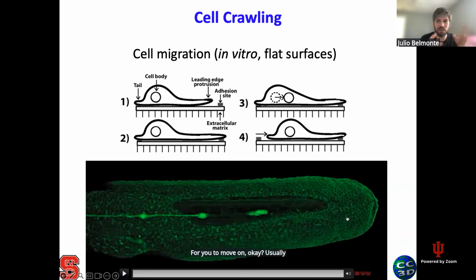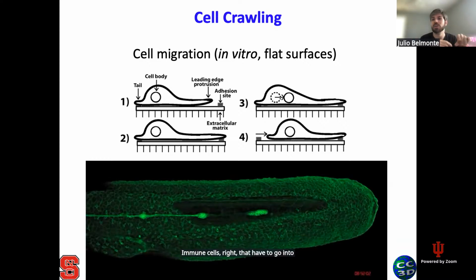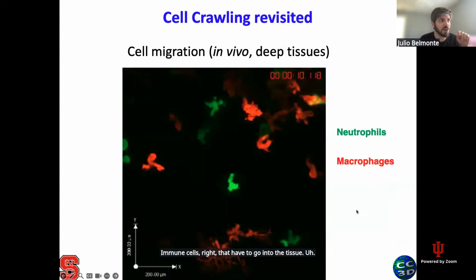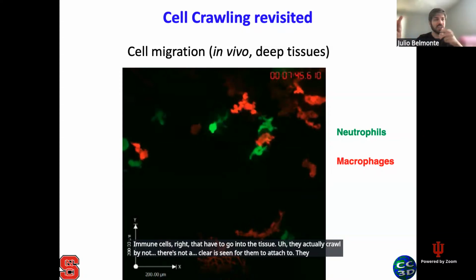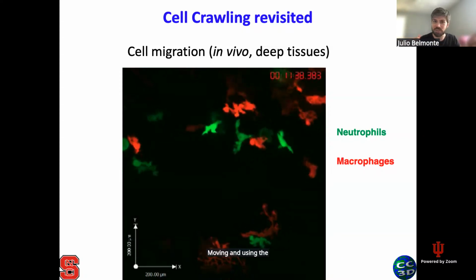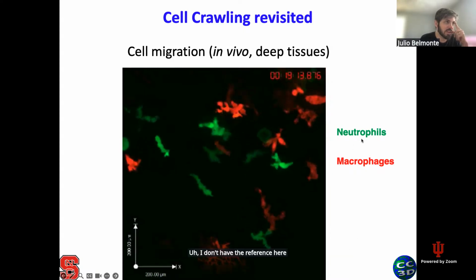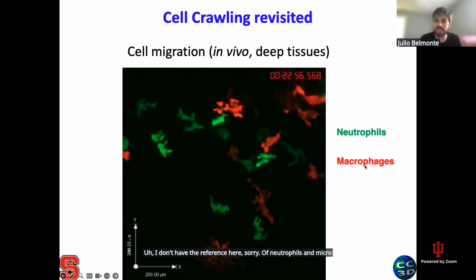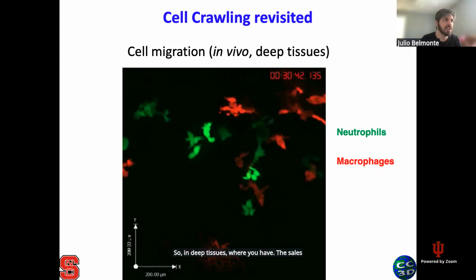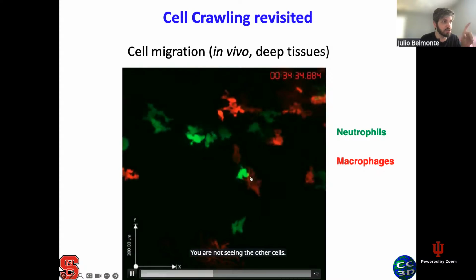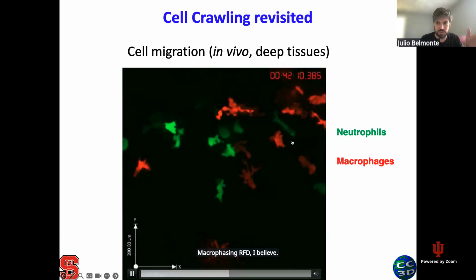So you do not really have an ECM substrate, a carpet for you to move on, okay? Usually when cells crawl inside tissue, especially immune cells that have to go into the tissue, there is not a clear ECM for them to attach to. They crawl by just moving and using the neighboring cells as anchors. Here's a movie, I don't have the reference here, sorry, of neutrophils and macrophages moving inside the tissue. In deep tissues you are not seeing the other cells, you're only seeing the neutrophils in GFP and macrophages in RFP, I believe, in two different fluorophore colors.